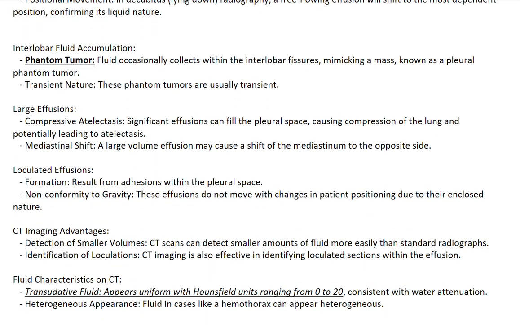4. Interlobar fluid accumulation. Phantom tumor. Fluid occasionally collects within the interlobar fissures, mimicking a mass, known as a pleural phantom tumor. Transient nature. These phantom tumors are usually transient.